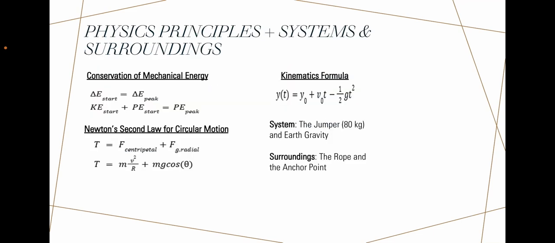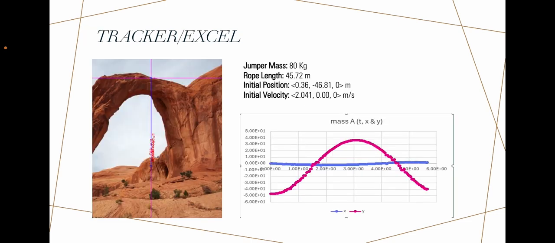For our physics principles and sense of surroundings, I said the system was the jumper with 80 kilograms. I wasn't given a mass, so I just assumed that. And the Earth's gravity is also part of the system. As surroundings, I said the rope and the anchor point. And then we used the conservation of mechanical energy, Newton's second law for circular motion, and the kinematics formula for position updates.